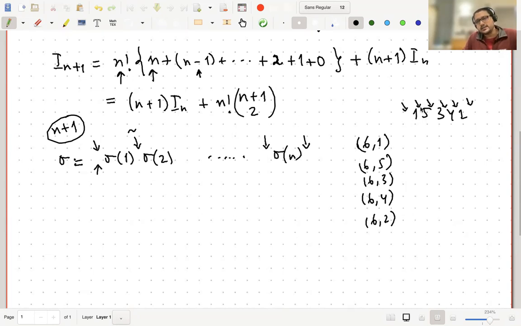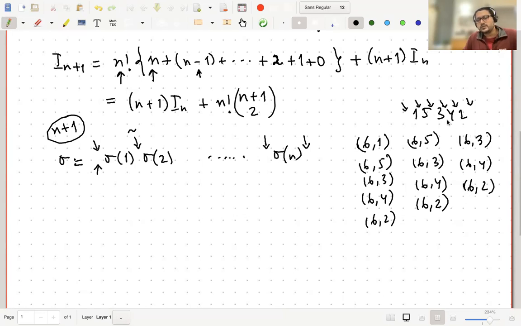If I insert the 6 in this position, then 6 5 will be an inversion, 6 3 will be an inversion, 6 4 will be an inversion, and 6 2 will be an inversion because 6 is bigger than all of these, right? If I insert the 6 in the third position, then 6 3, 6 4, and 6 2 will be inversions. If I insert in the fourth position, then 6 4 and 6 2 will be inversions. In the fifth position, then 6 2 will be an inversion. If I insert in the last position, then there will be no inversions.